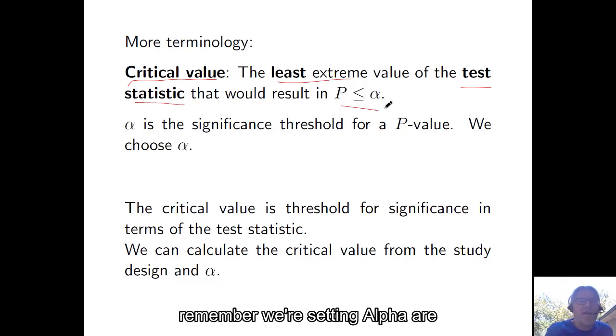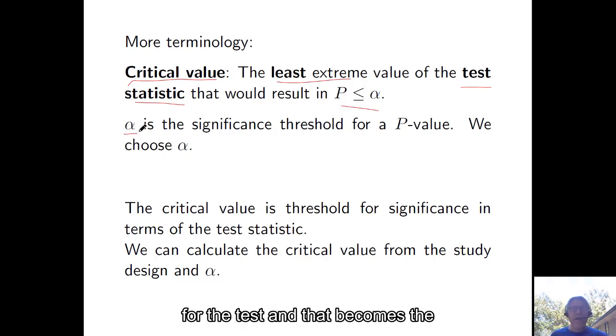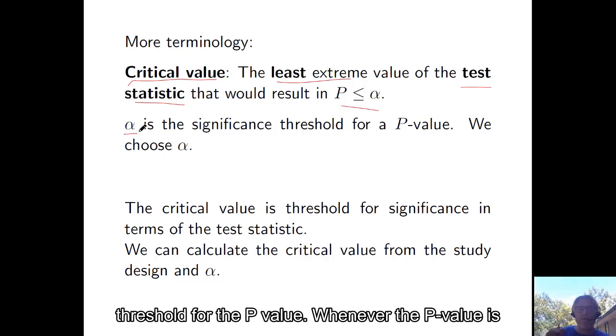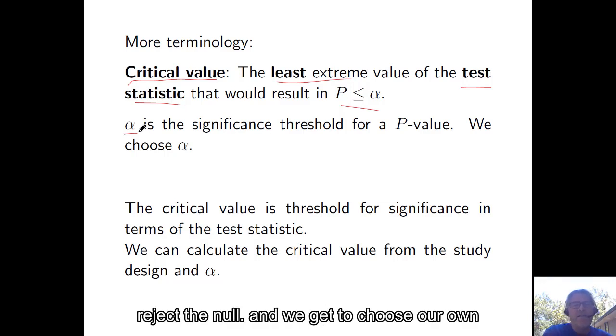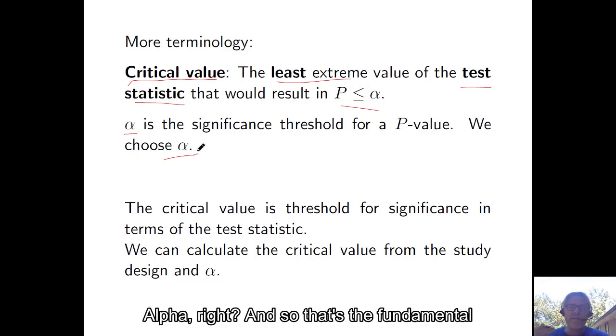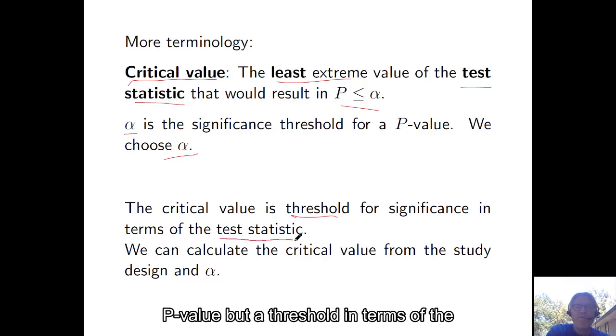So remember, we're setting alpha, our significance level for the test, and that becomes the threshold for the p-value. Whenever the p-value is less than alpha, we reject the null, and we get to choose our own alpha, right? And so that's the fundamental decision we make. But the critical value is another threshold. It's a threshold not for the p-value, but a threshold in terms of the test statistic.